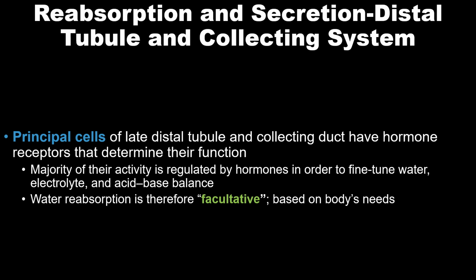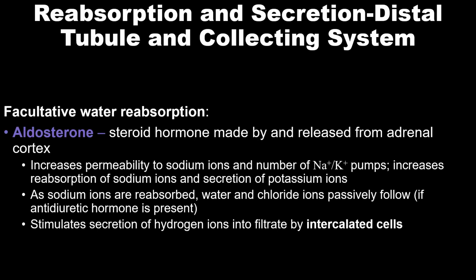So any absorption that occurs here is called facultative water reabsorption because water here is reabsorbed in accordance with the body's needs. Facultative just means the ability to adapt to a need. And these hormones are going to be talked about here, as well as water and electrolyte balance. And so they are aldosterone. We've already talked about aldosterone as a steroid hormone made and released by the adrenal cortex.